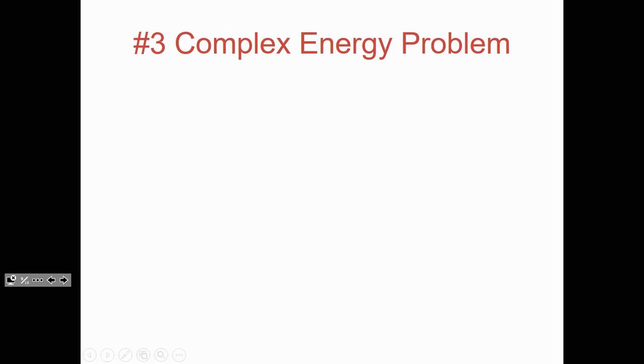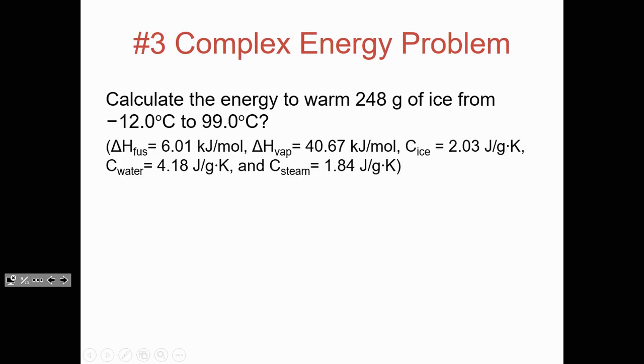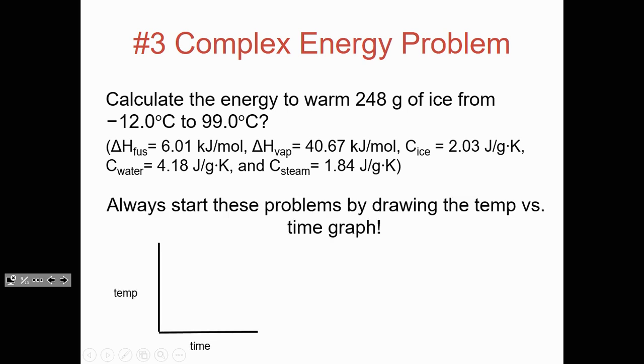Now let's look at a specific problem. So here's our complex energy problem. Calculate the energy needed to warm 248 grams of ice from negative 12.0 degrees Celsius to 99.0 degrees Celsius. Once again, we've got all of our same constants. First thing we're supposed to do is we're always going to start by graphing it, because that temperature time graph is going to help us set up the problem. This is a critically important step.